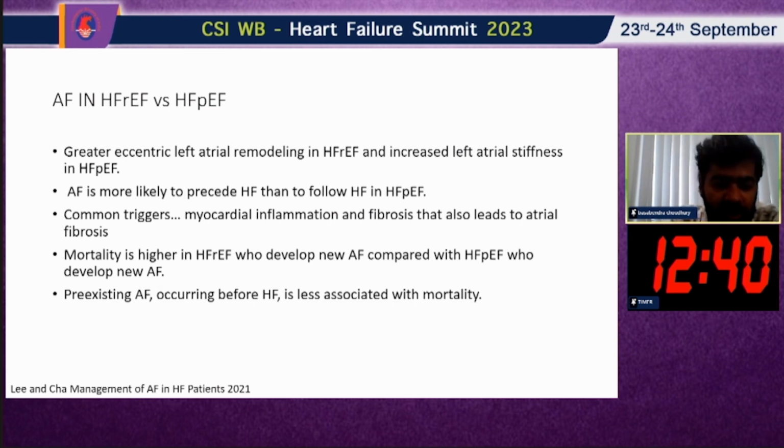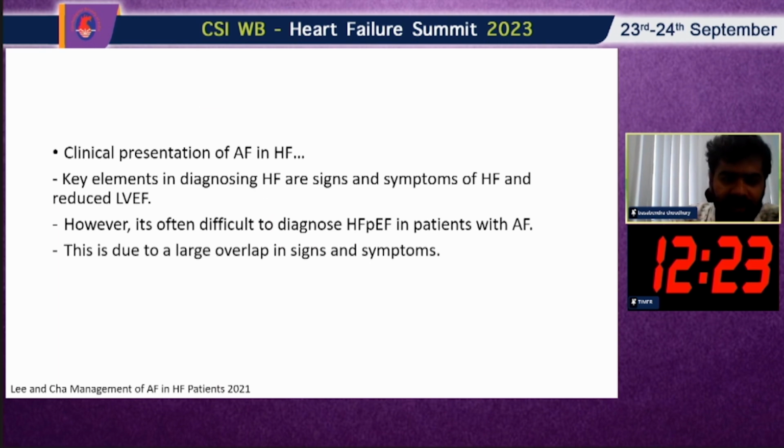So, mortality is higher in HFrEF patients who develop new onset AF as compared to HFpEF. And pre-existing atrial fibrillation occurring before heart failure is associated less with mortality as compared to the reverse. So, clinical presentation of atrial fibrillation in heart failure.